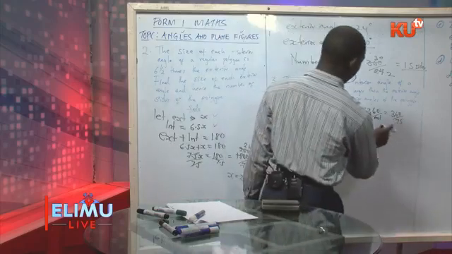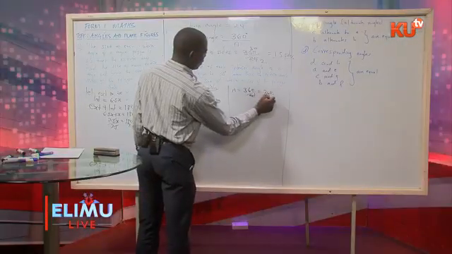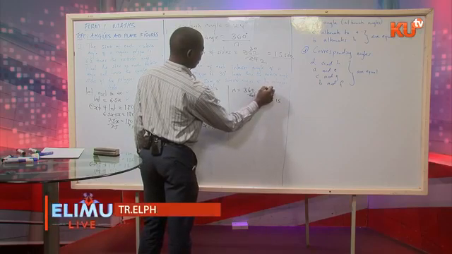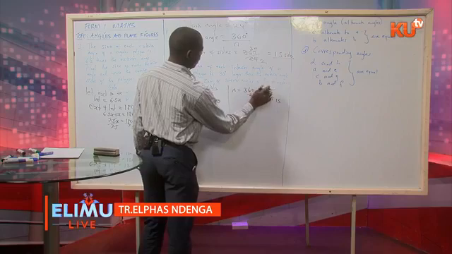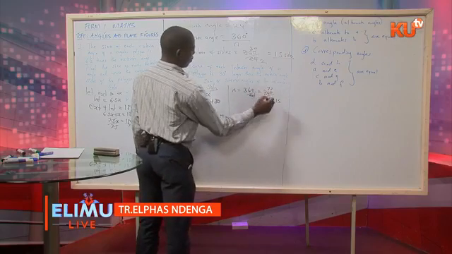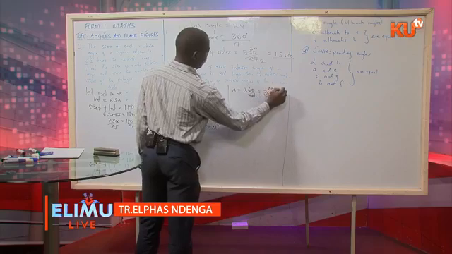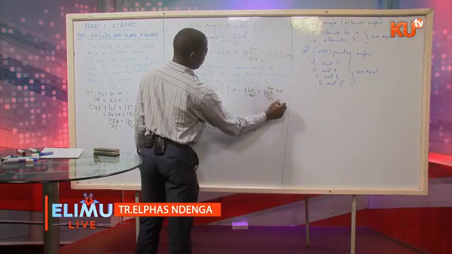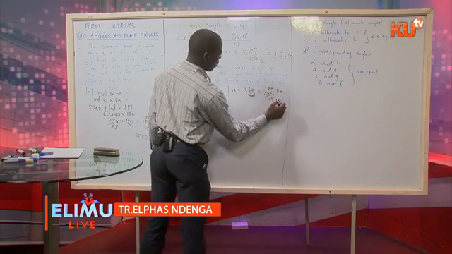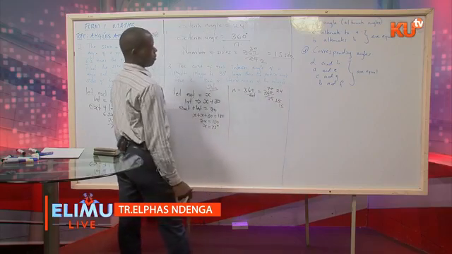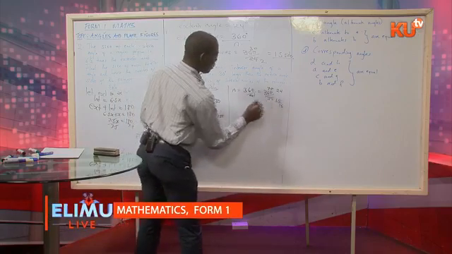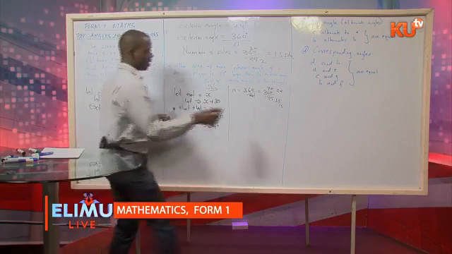Let's divide by 5. This is 15. By 5, this is 6. Sorry, this is 72. Then we divide by 3, this is 24, and this is 15. So we have 24 divided by 15. Sorry, let's do the division again.